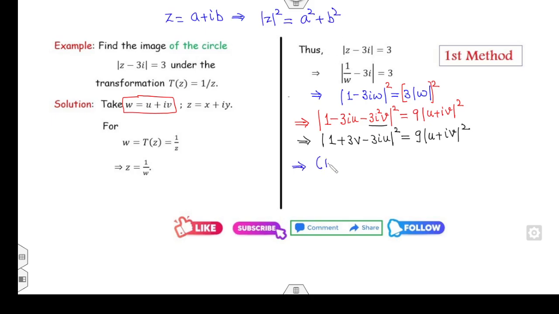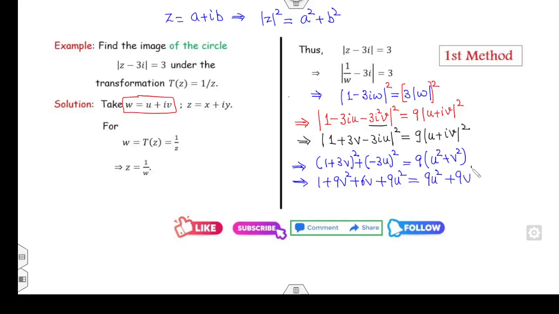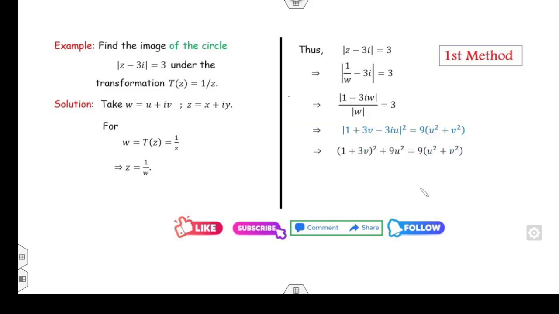So I can solve this. The real component is 1 plus 3v and the imaginary component is minus 3u. Similarly for this side, the real component is u and the imaginary component is v. Now you can open the bracket: 1 plus 9v square plus 6v plus 9u square is equal to 9u square plus 9v square. Clearly 9v square cancels and 9u square cancels. 1 plus 6v is equal to 0 is the required region of the graph.